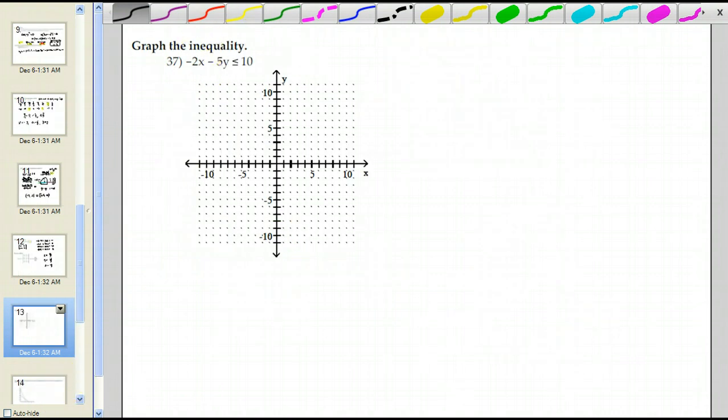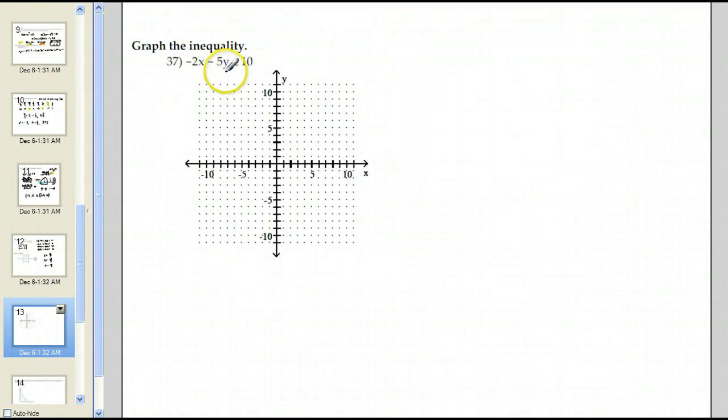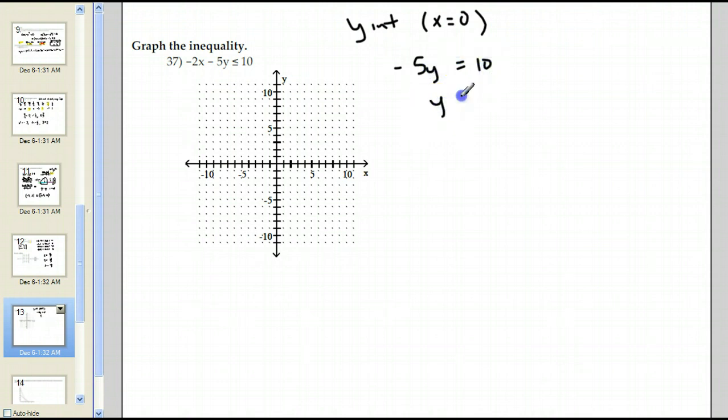Alright, graph the inequality. To graph the inequality, I need the intercepts. Again, this is another one like we saw before. Negative 2 divides 10, negative 5 divides 10, so use the intercepts. The y-intercept occurs when x is 0. So if I let x equal 0, I get negative 5y, and again I'm going to temporarily say equals 10. So y equals negative 2, which is right there.